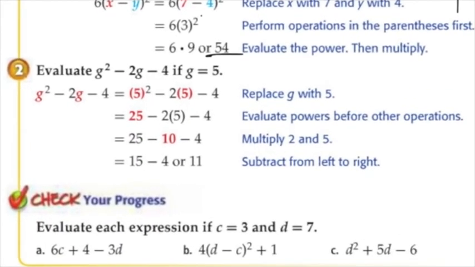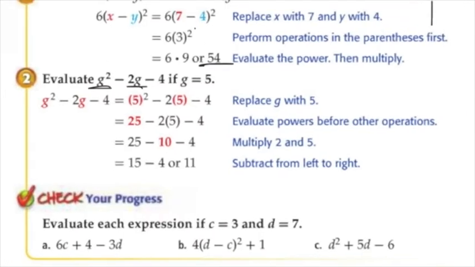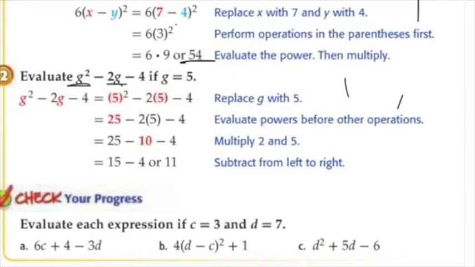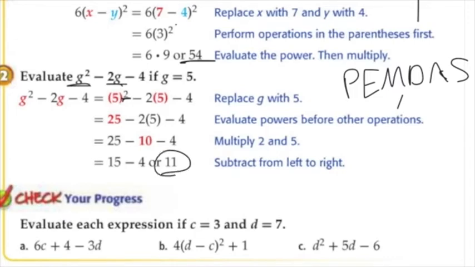Looking at another example, evaluate g squared minus 2g minus 4 if g equals 5. So again, we're just going to replace our variables with our numbers. So we're going to make it 5 squared minus 2 times 5 minus 4. We're going to use PEMDAS to remember our order in which we will evaluate. In this situation, we're going to start with our powers. So we got 25 minus 2 times 5 minus 4, which we simplify to 25 minus 10 minus 4, which gives us 11 as our answer.